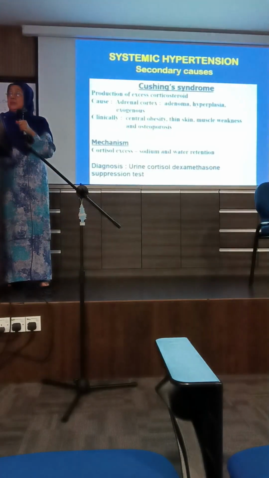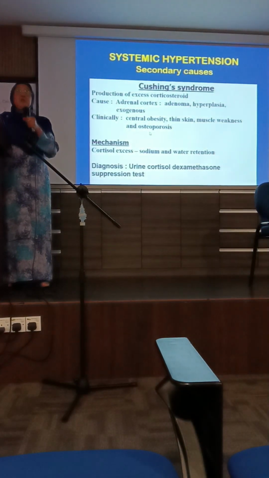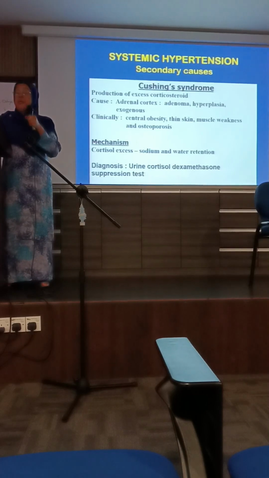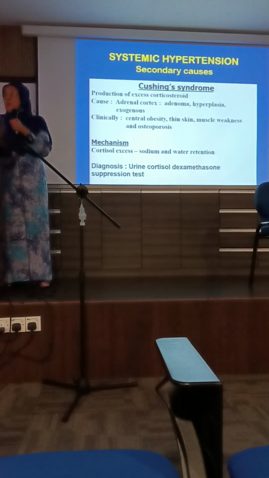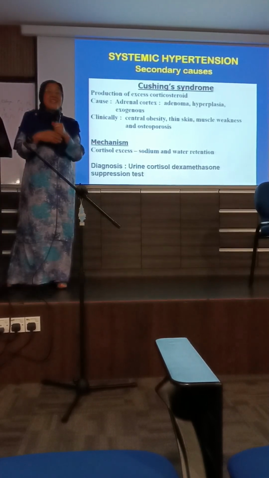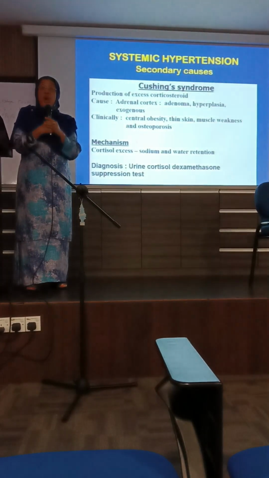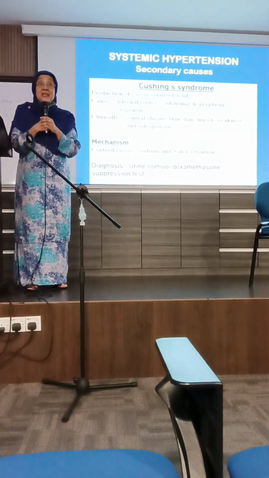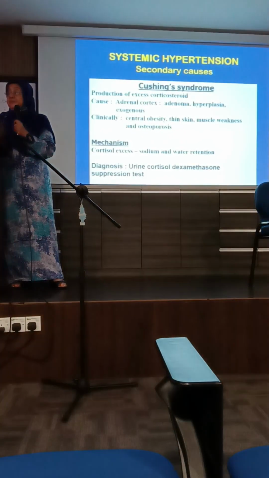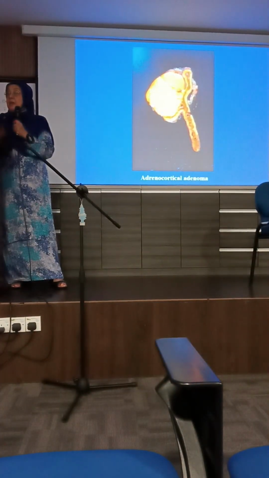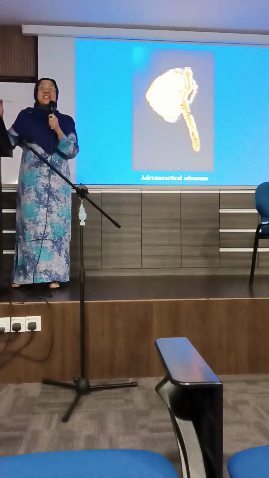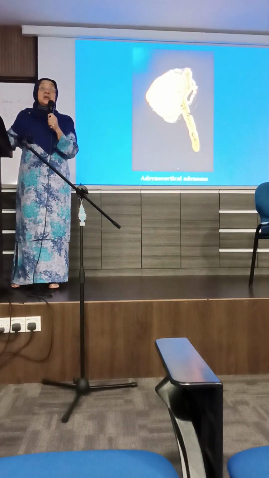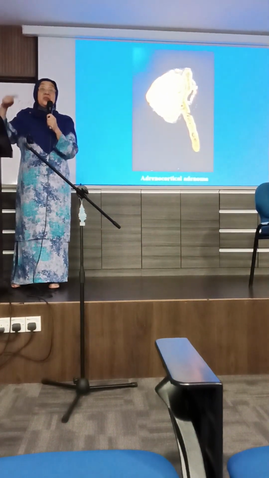Now, this is a tumor. Cushing syndrome. You know Cushing syndrome, so I'm not going to elaborate because I'm running short of time. It's cortisol excess. Cortisol has got mineralocorticoid activity. Yes? Okay. The previous one was adrenal medulla. This is adrenal cortex, a tumor in the adrenal cortex.